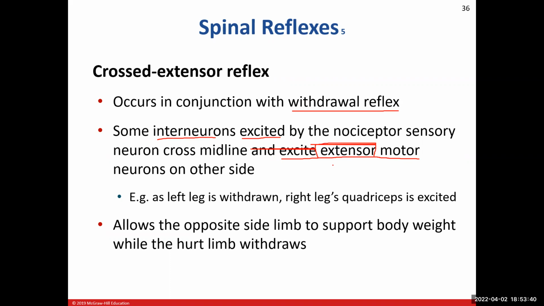And so as you pull one leg away from the painful stimulus, you're going to be left standing on the other leg, and a lot of your weight will shift to that leg. To prevent you from falling over, we don't want your knee to buckle or bend. So we are going to stimulate the quadriceps on the opposite leg to contract. That allows you to support your body weight and keep your knee straight as you pull your hurt limb or leg away.